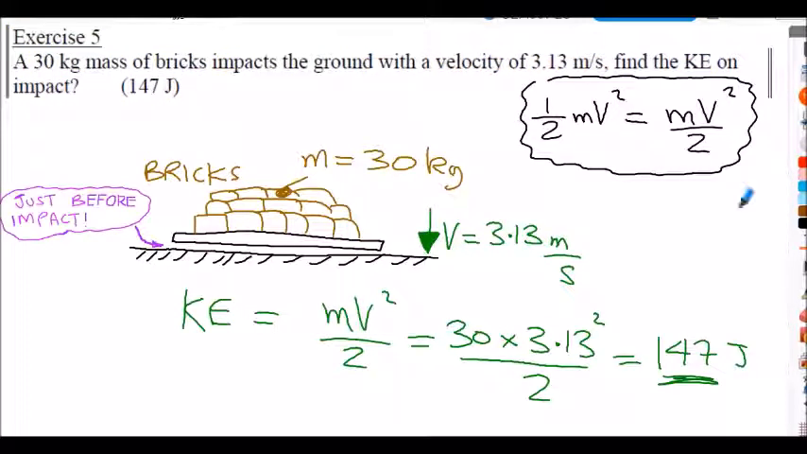So here's the solution to exercise 5. Our 30 kilograms mass of bricks impacts the ground with a velocity of 3.13 meters per second. So the scenario here is that the mass of bricks are just about to impact the ground. So to work out the kinetic energy on impact is simply the mass multiplied by the velocity squared divided by 2. So 30 multiplied by 3.13 squared divided by 2, so 147 joules.